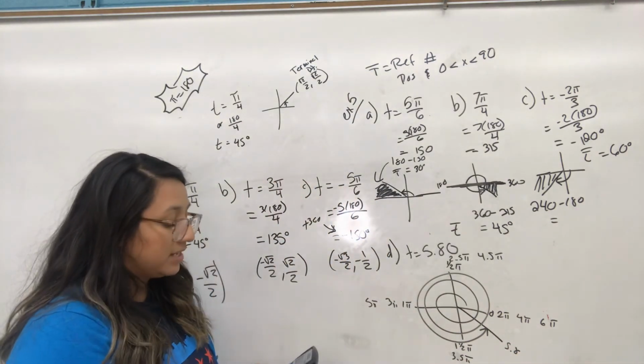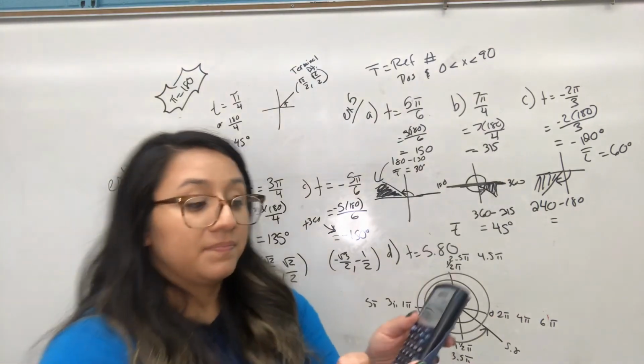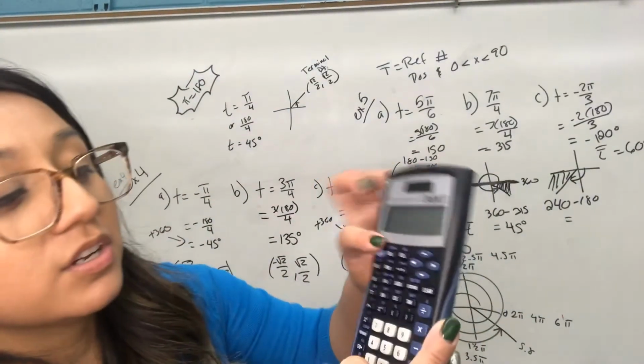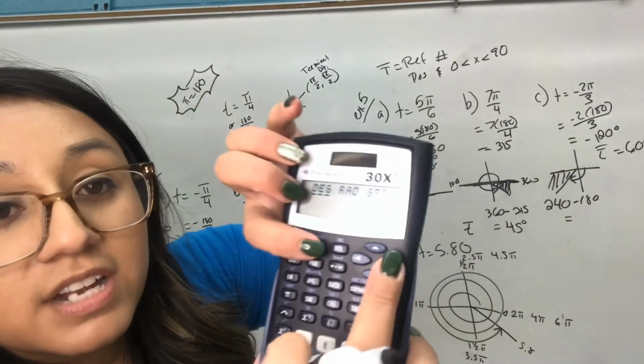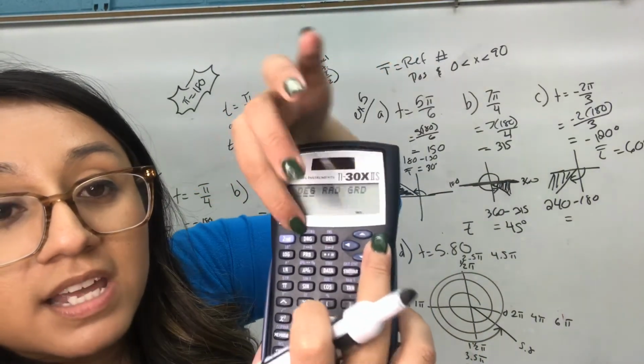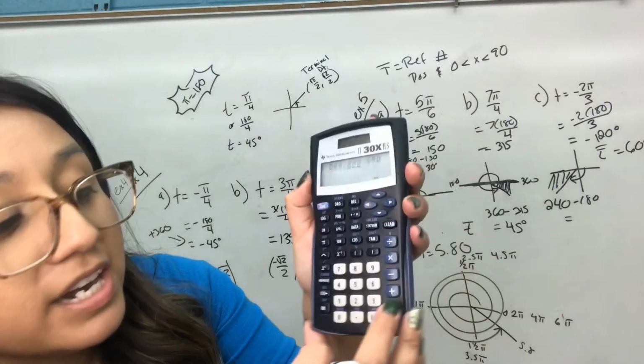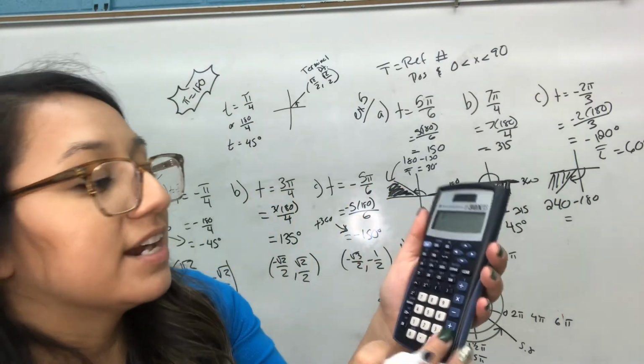So the best way you can do it is you're going to go on your calculator. You're going to hit degree. So the degree is right there, and there is the radians button, RAD. So you hit that button there.